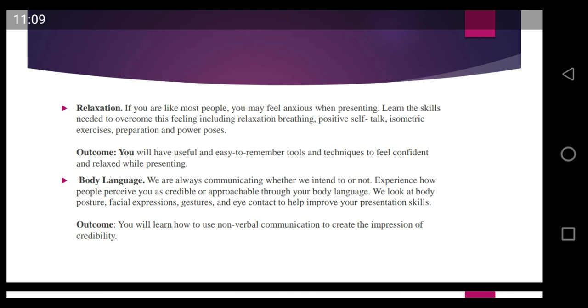Now what they are telling, now we'll start. We are always communicating whether we intend to or not. Experience how people perceive you as credible or approachable through your body language. You need to understand that with all the people attending. Use some hand movements, use some neck movements. Eye contact should be there. Look at all the audience present inside the hall.